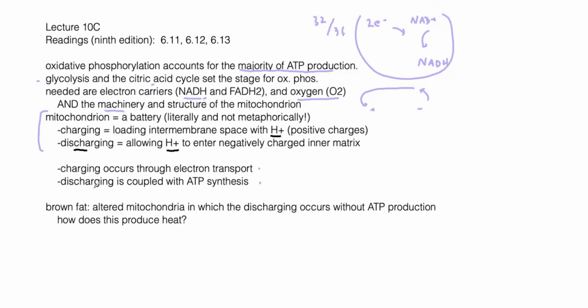Now, the discharging of the battery is coupled with ATP synthesis, and the charging occurs as a result of electron transport. Remember, the two things we need to account for in our understanding of chemiosmosis and oxidative phosphorylation is electron transport, where we have to be consuming NADH, FADH2, and oxygen. That's going to be happening in electron transport. Electrons are taken off of NADH.